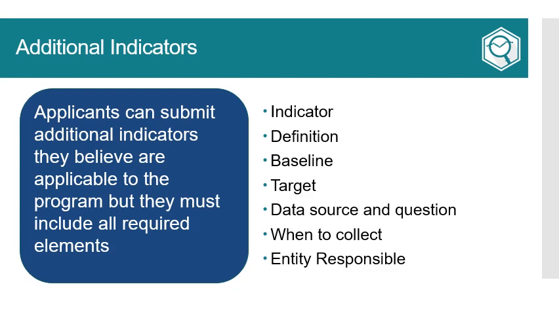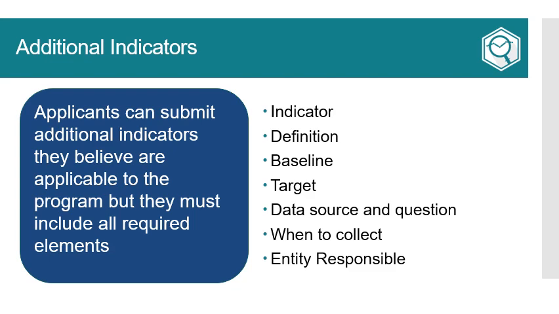Another reason would be if there is a program-specific objective or activity that is not covered in the model framework. For example, a program might have a mentoring component that you want to collect data on. The applicant could add an objective or indicator that addresses the performance of that component.